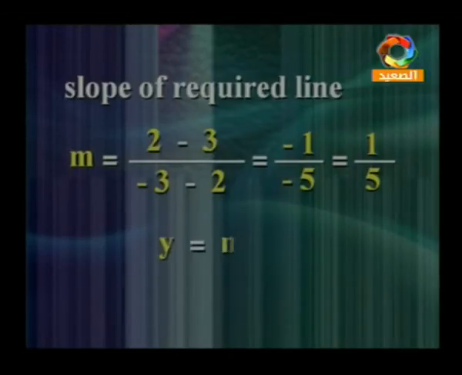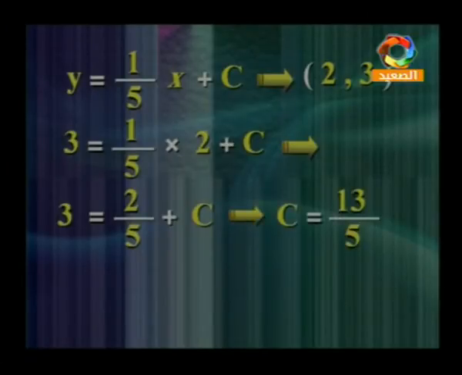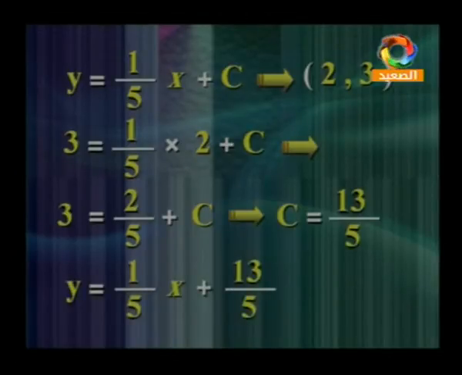Then we can say that y equals mx plus c, then y equals 1 over 5x plus c. To find the value of c, we must substitute in the equation by one of the 2 points which the straight line passes through. Using the point (2, 3): 3 equals 1 over 5 times 2 plus c. Then you are going to find that c equals 3 minus 2 over 5. Then c will be 13 over 5. Now you are going to find that the equation of the straight line will be y equals 1 over 5x plus 13 over 5.